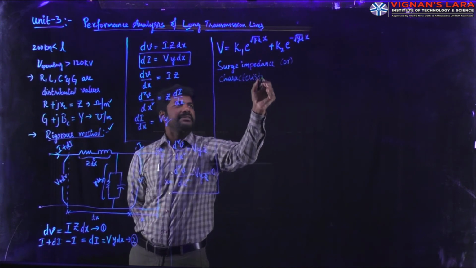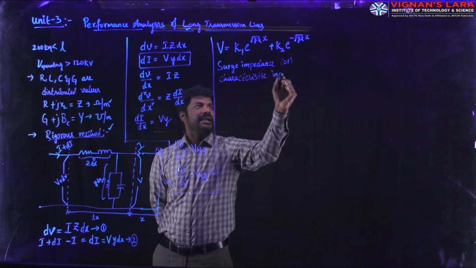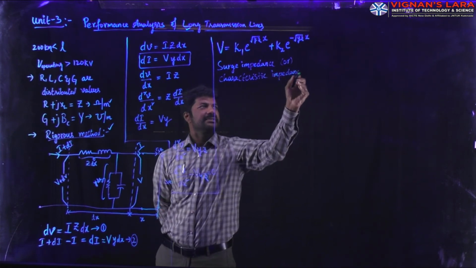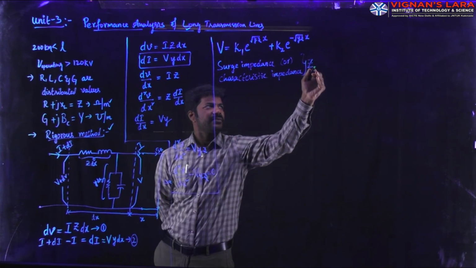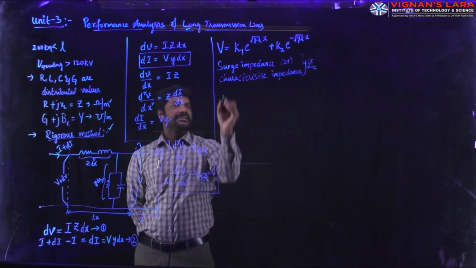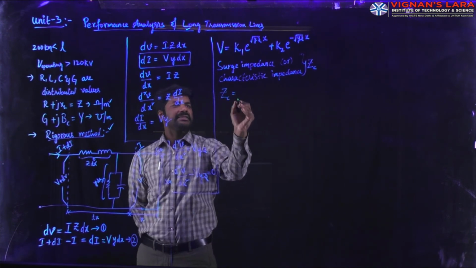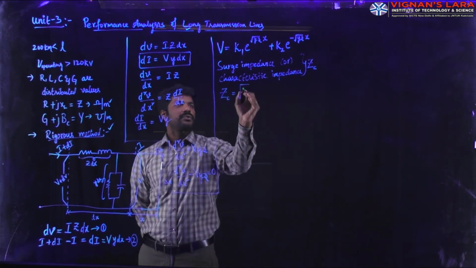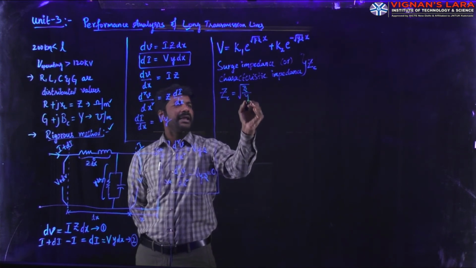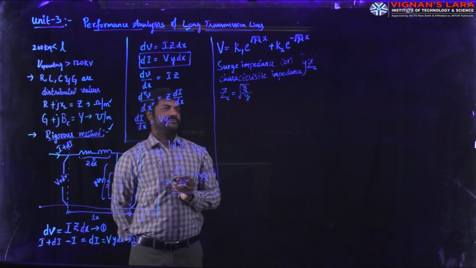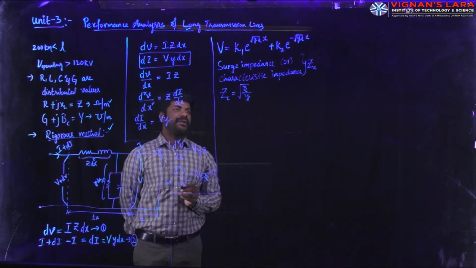Characteristic impedance. Surge impedance or characteristic impedance is represented with the capital letter Z with the suffix C. ZC can be defined as the square root of series impedance per meter length divided by admittance per meter length. ZC is equal to root of Z by Y.